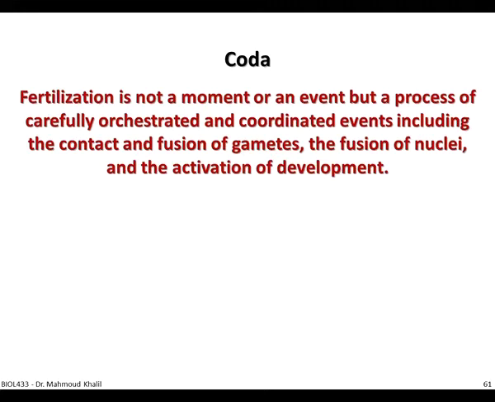So the coda, or the conclusion of that part: fertilization is not a moment or an event. It is not a moment where two cells meet and fertilization happens, as we thought from long ago. But it is a process of carefully orchestrated and coordinated events, including contact, fusion of gametes, fusion of nuclei, and activation of development. And if we want to dissect, there is capacitation, there is translocation. So there is a lot of molecular events. It is not just a contact between gametes.